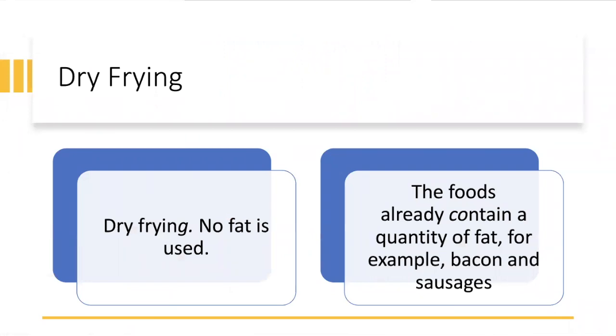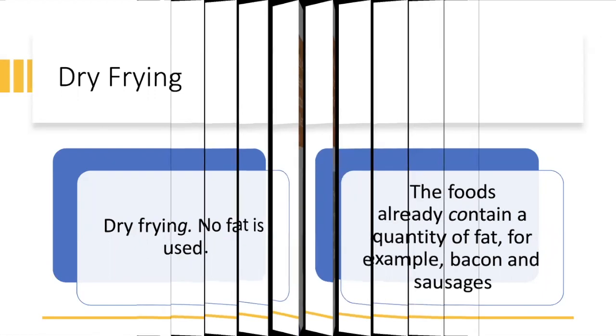So dry frying, there's no fat used. So the food already contains a quantity of fat. Example, bacon or some sausages.